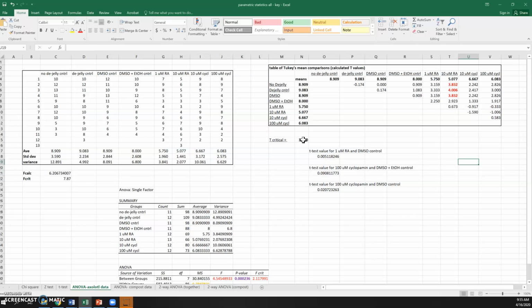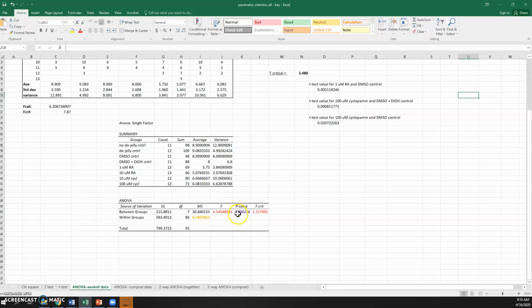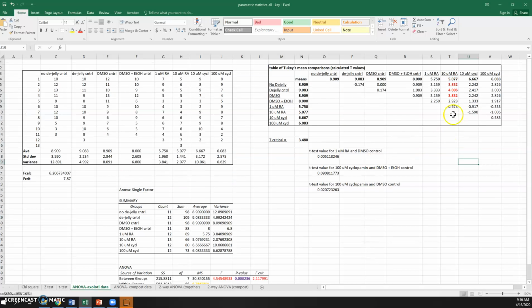So the T critical is just our minimum difference between two groups to know that that is different enough to be a real difference and not just random variation. That's why we have to do these Tukey's pairwise tests. The ANOVA itself just tells us that there's a difference somewhere amongst these groups, at least one group is different from the rest, but it doesn't tell us which ones. That's where Tukey's comes in.